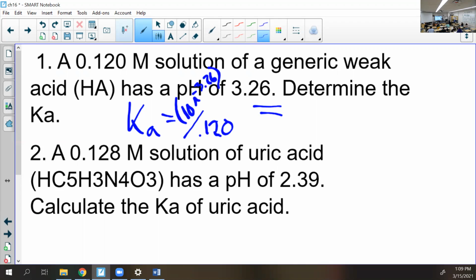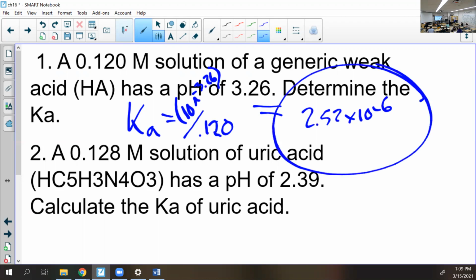Did I set that up right? What'd you get? Final answer was 2.52 times 10 to the negative. Wait, say that again. I'm deaf. 2.52 times 10 to the negative 6. Yes. All right, we'll work on part B.